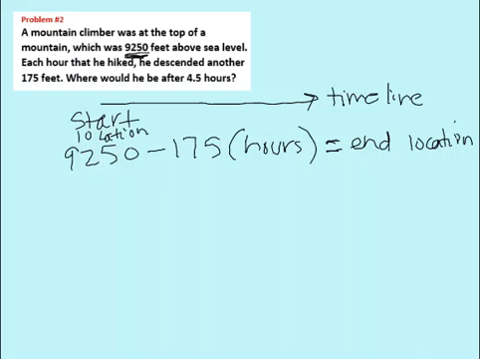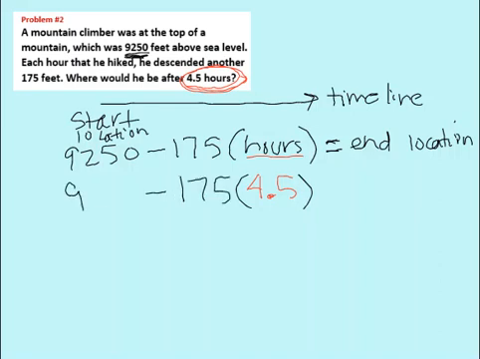Where would he be after 4.5 hours? Well, that's helpful. Hours, I see that's right here, so I can replace that with 4.5. I don't see any other information, so I'm going to rewrite the rest of my expression. I had the hours in parentheses, the minus 175 right before that, and before that was 9,250. So I'm rewriting exactly what's above. And then I said equals, and then the ending location.